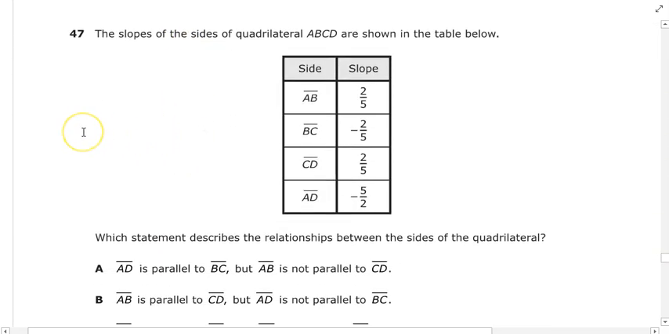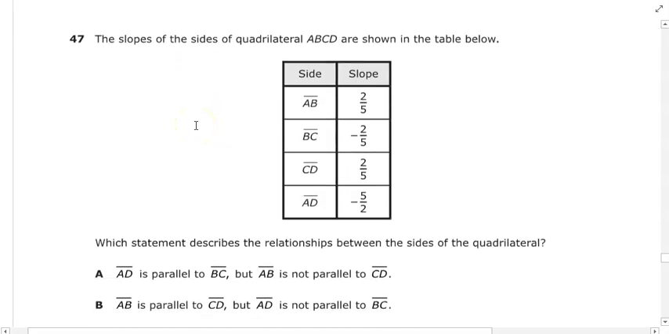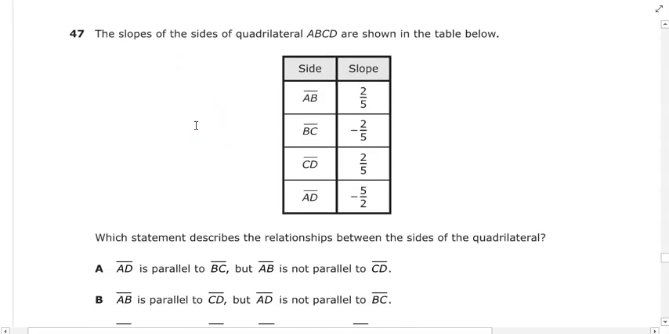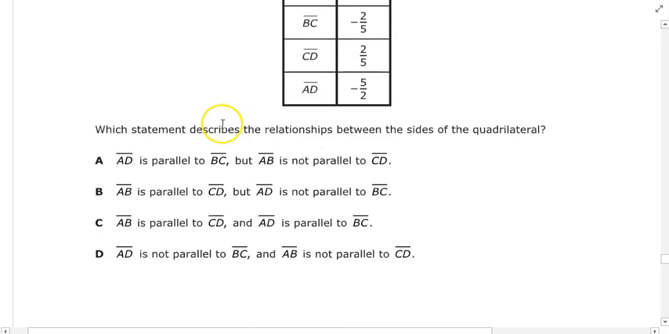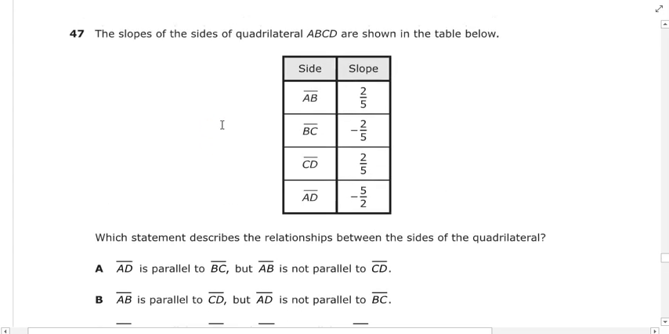Right. 47. The slopes of the sides of a quadrilateral ABCD are shown in the table. So we have a quadrilateral with some slopes given here. Which statement describes the relationship between the sides of the quadrilateral? Okay, so we notice we have some stuff here about these sides being parallel. We just need to remember that parallel lines have the exact same slope. And so when I have a quadrilateral here, it could be, you know, like maybe a trapezoid or a parallelogram. If some pieces are parallel, these pieces are opposite and these pieces are opposite.